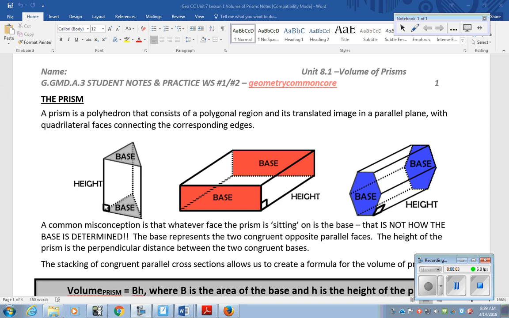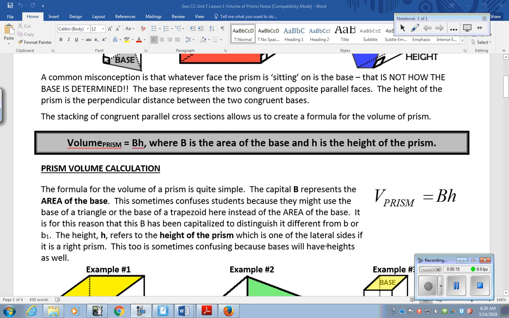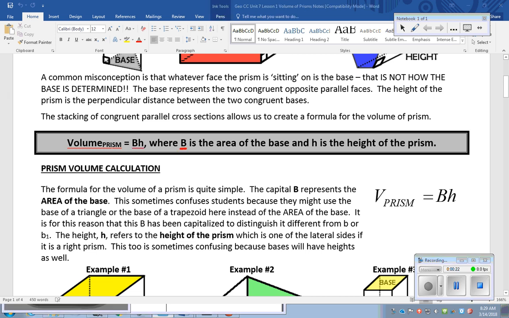Alright, we're going to look at 8.1, volume of prisms. So you can see on the front page they give you some examples of prisms and they label the bases. There's also a formula here in the gray box that you're going to use. You just got to make sure, like it says here, that when you use B, it's the area of the base.